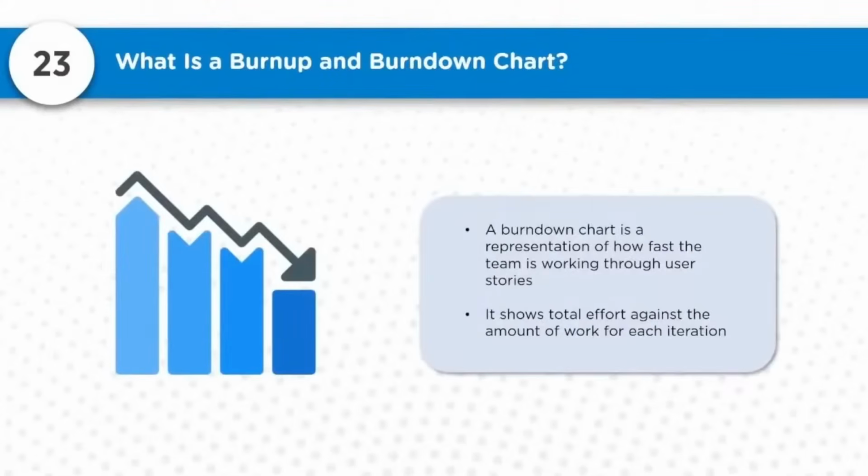So what is pending to be delivered? That is what it shows. Initially you will have a bigger bar, and as the project progresses the height of the bars reduces, indicating what is pending for deliverables. It is a representation of how fast the team is working through the user stories. It helps you understand that. It shows total effort against the amount of work for each iteration, which is helpful for you to see what is pending to complete.